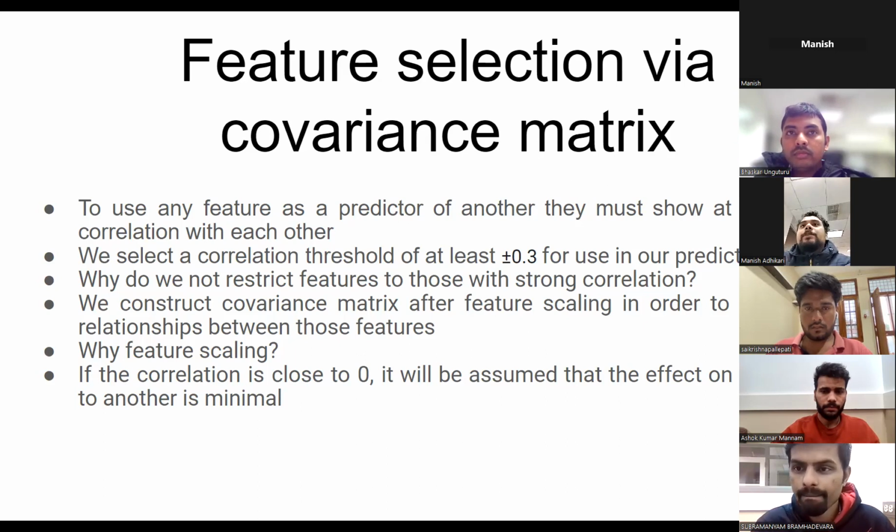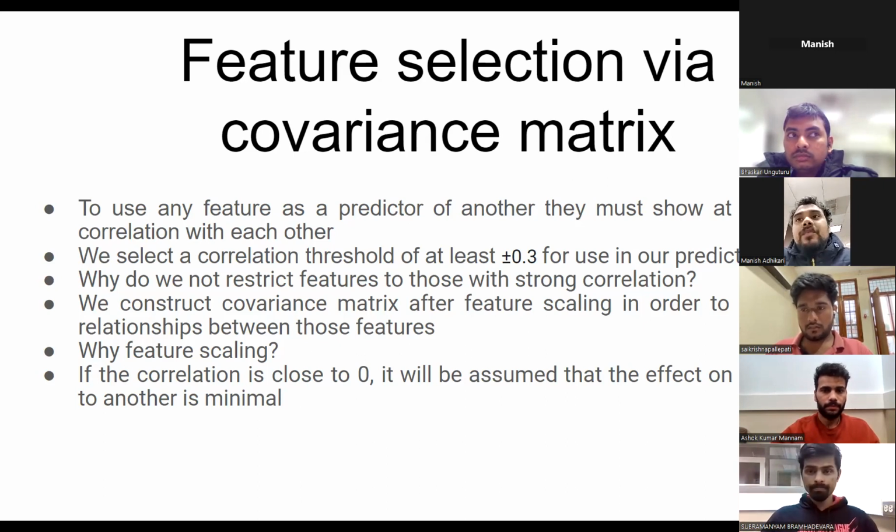Okay, that's because if there is a strong linear correlation, we see a strong covariance, but covariance doesn't predict non-linear correlation that well. So to account for non-linear correlation, we also use moderate correlation. So we just set the threshold of 0.3.